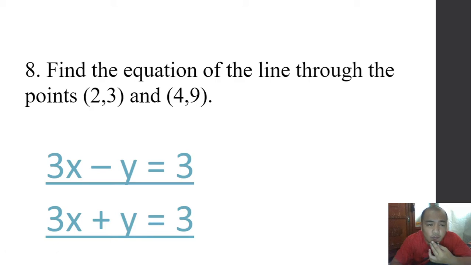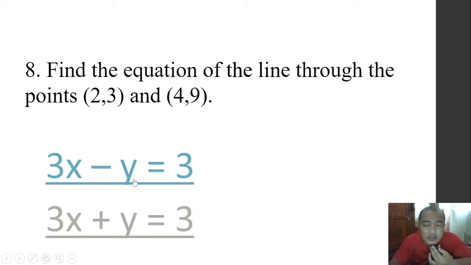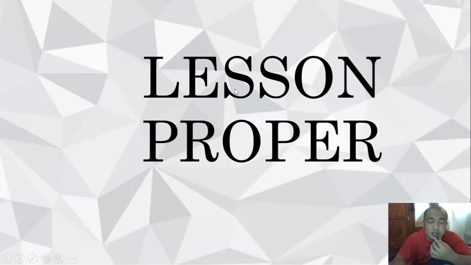Find the equation of the line through points (2, 3) and (4, 9). In problem number 8, given two points, you will use the two-point form of the equation of a straight line: y minus y sub 1 equals y sub 2 minus y sub 1 all over x sub 2 minus x sub 1, times the quantity x minus x sub 1. What's your answer? Is it 3x minus y equals 3 or 3x plus y equals 3? Try again. 3x plus y equals 3 is not the answer. 3x minus y equals 3 is the correct answer.